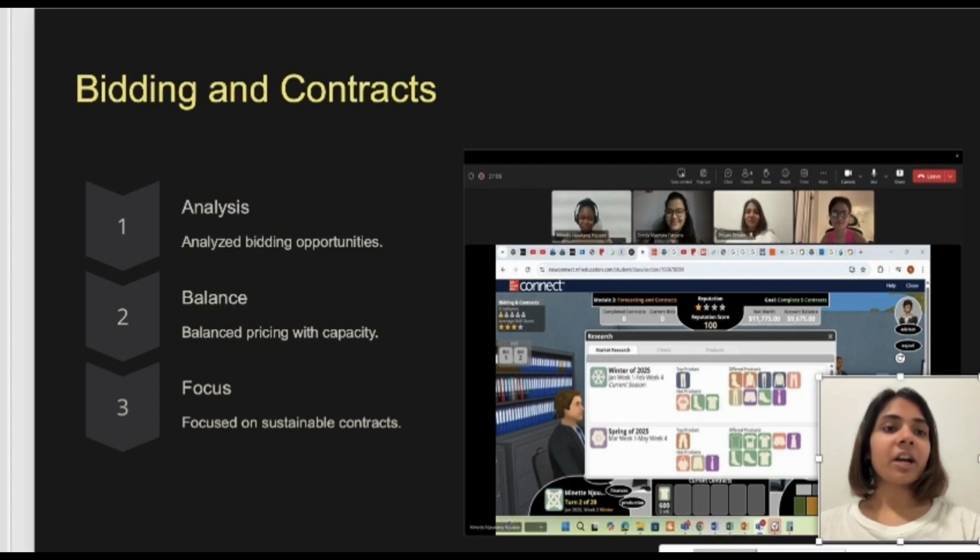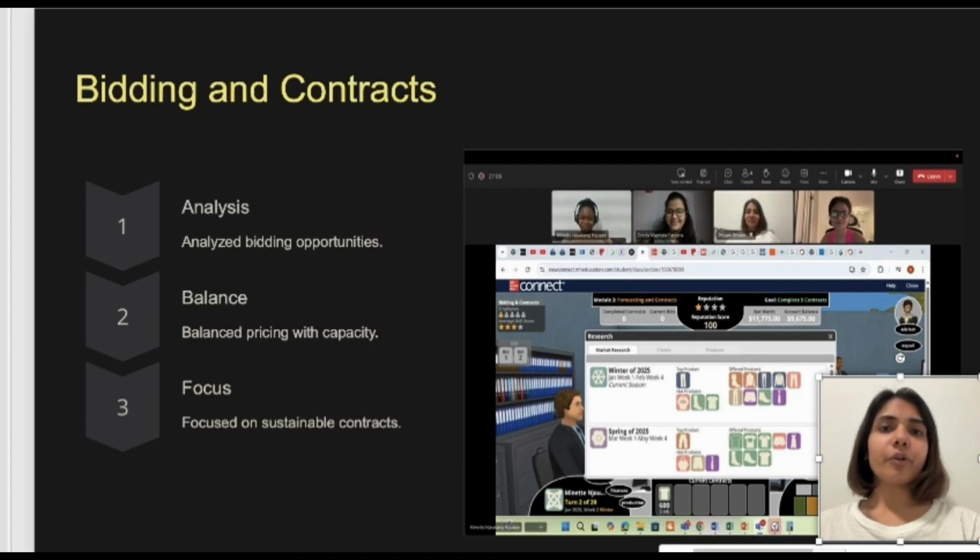If we look right next to it, there's balance. We noticed that some contracts, while attractive in revenue, would have strained our production capacity. Market trends showed a potential spike in demand in the next cycle, so it became important not to overcommit now and lose flexibility later. We also prioritized contracts that offered sustainable growth without exceeding our capacity.